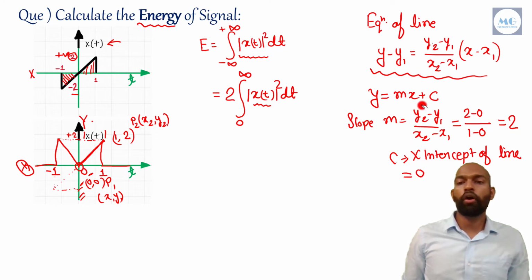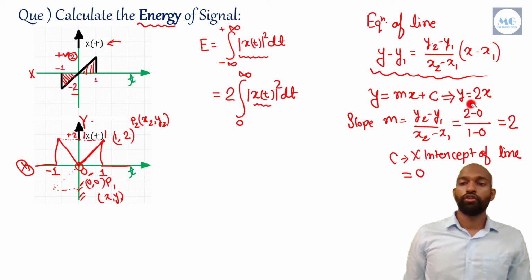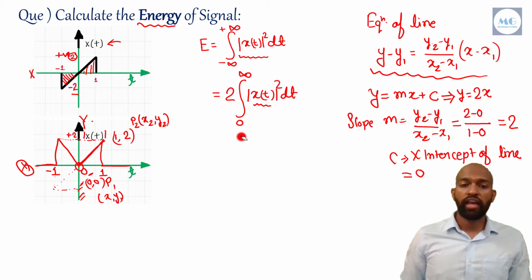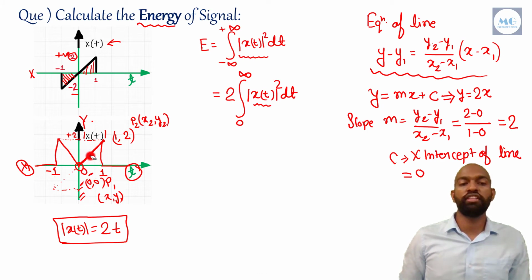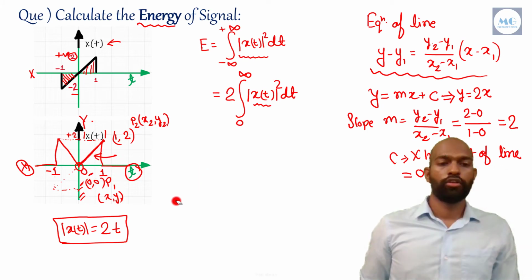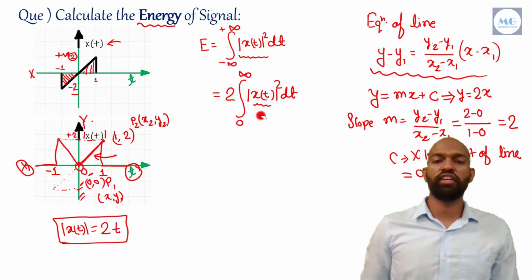That means the equation for our line will become y is equal to 2x. The value of c is 0. But for this signal, y is mod of xt and x is t. So we can write mod of xt is equal to 2t. This is the equation for this line. Okay. Now we just have to put this equation here.